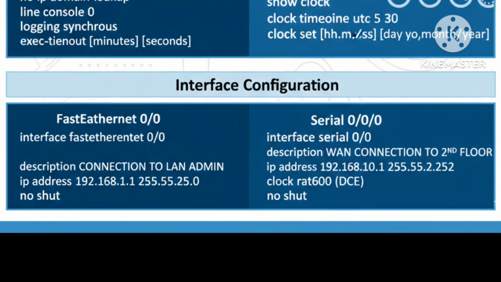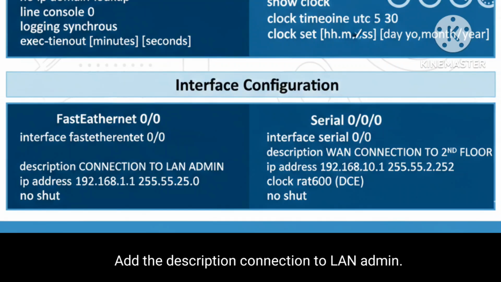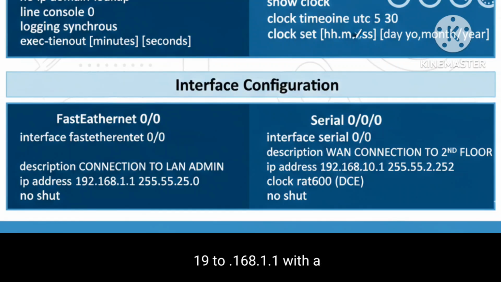Interface Configuration. For Fast Ethernet 0/0, enter the interface, add the description connection to LAN admin, assign the IP address 192.168.1.1 with a mask of 255.255.255.0 and enable it with no shut.